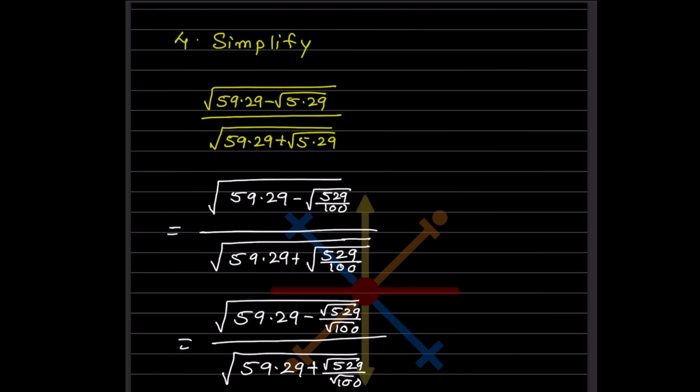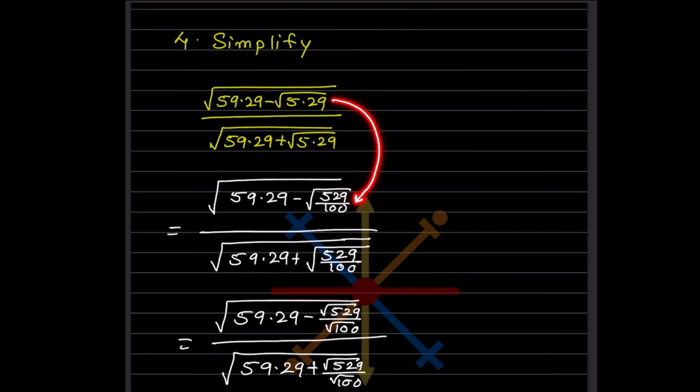Because this is in decimal, first we'll keep the outer root as it is and try to remove the inner root. 5.29 we can write as 529 divided by 100, because when we count, there are 2 digits after the decimal, so we put 2 zeros in the denominator. The root is not gone, only the decimal.